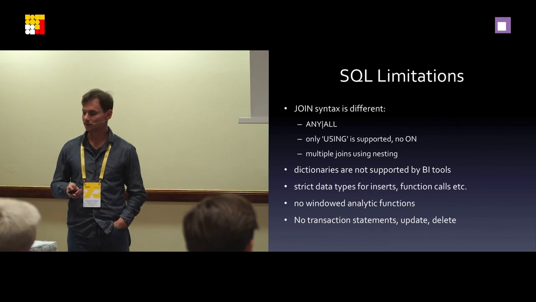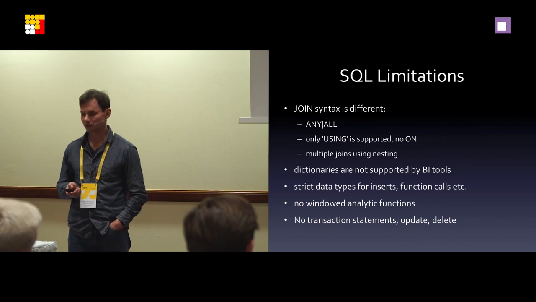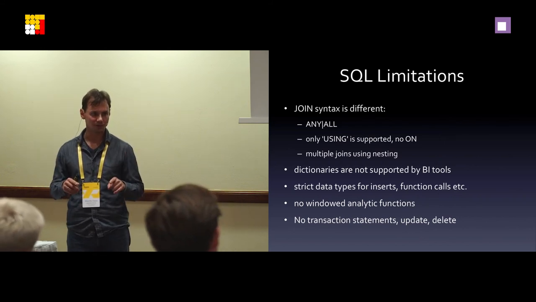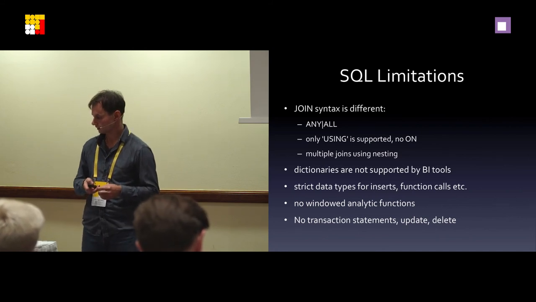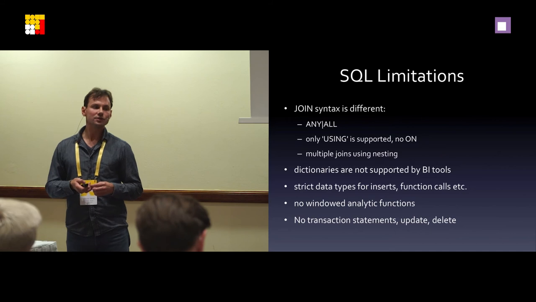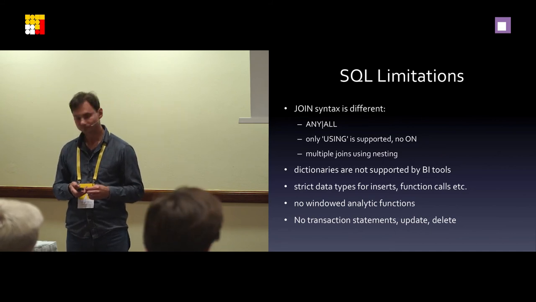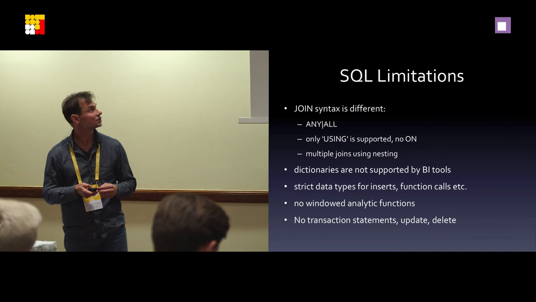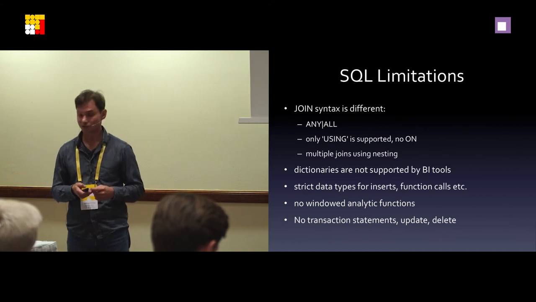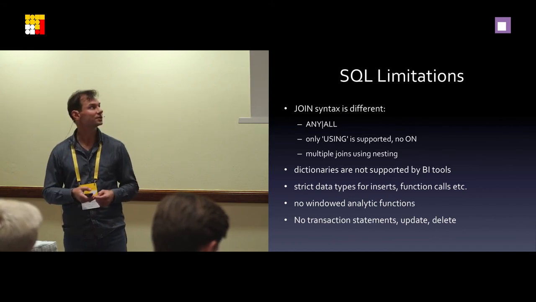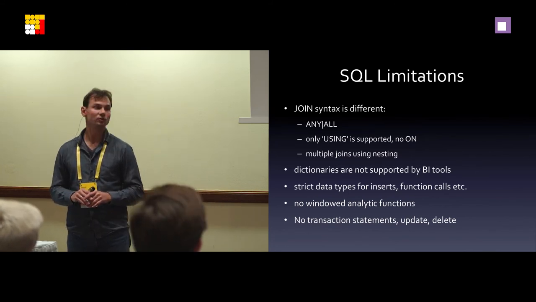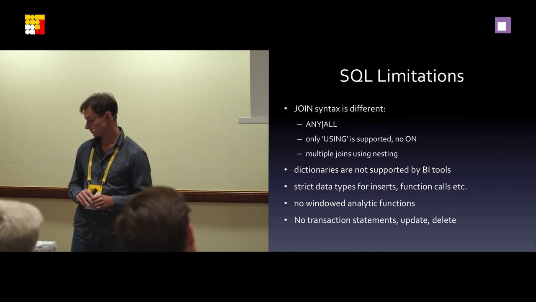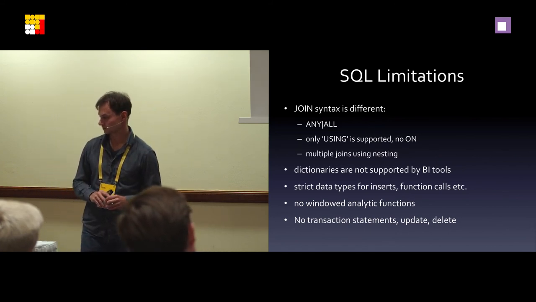ClickHouse supports only USING and doesn't support ON, and this requires in some cases rewriting part of the query in order for column names to match on both sides. And multiple joins can be supported only using nesting. Other limitations are the dictionaries, which are supposed to be replacing the joins. They finally replace the join, but they're not supported by any BI tools at the moment. Probably Tabix is the only one that has some idea of what it is.